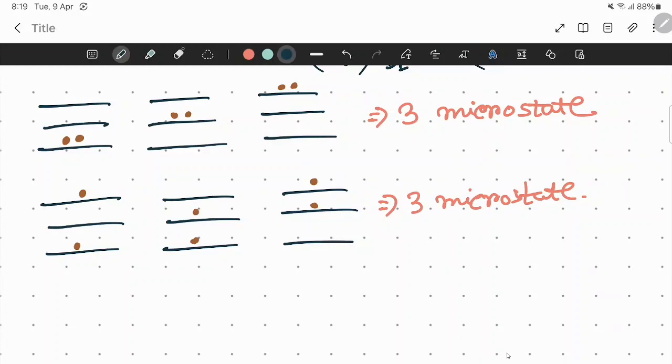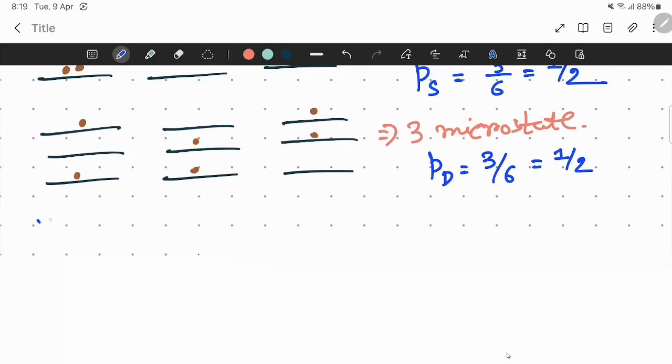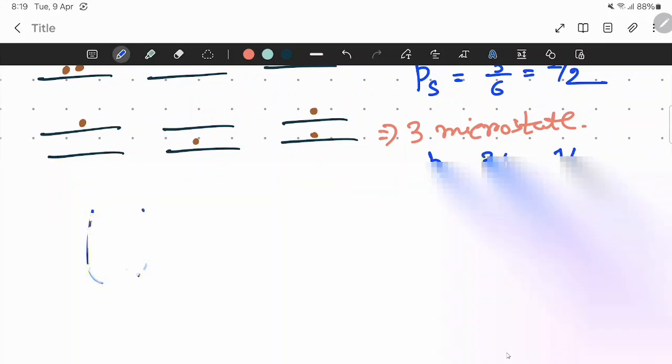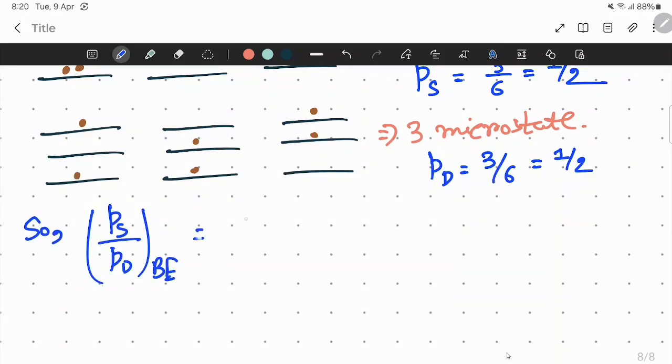So what will be PS? That is 3 by 6, so that is half. PD, that is also 3 by 6, so that is half. So PS by PD for Bose-Einstein, that is 1. Clear?